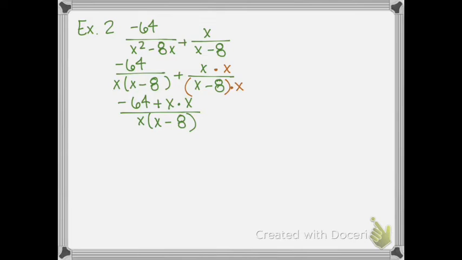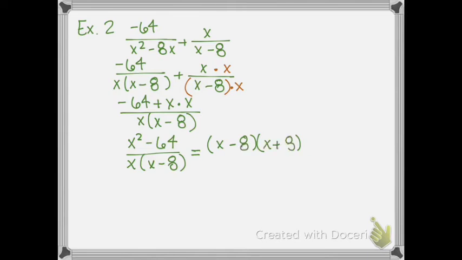So in the numerator, we have x squared minus 64. You'll recognize that as a difference of two squares. So we can factor the numerator as x minus 8 times the quantity x plus 8. Once we do that, you can see that the x minus 8s are going to cancel. So we're left with x plus 8 over x.